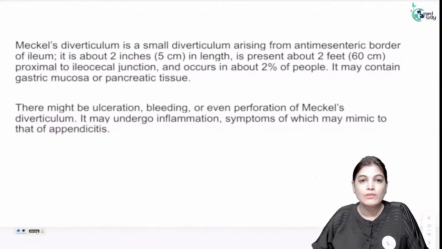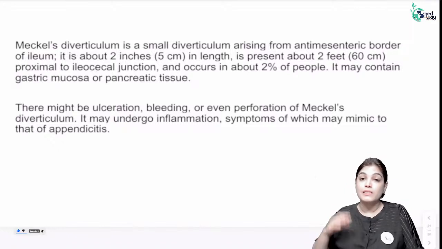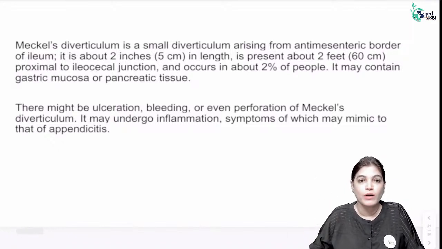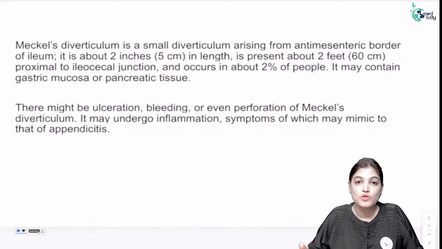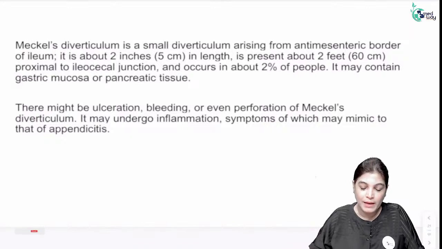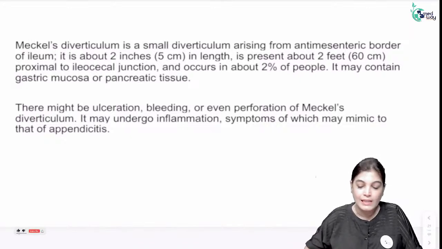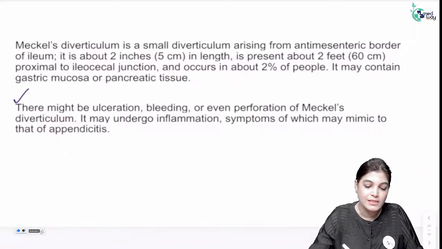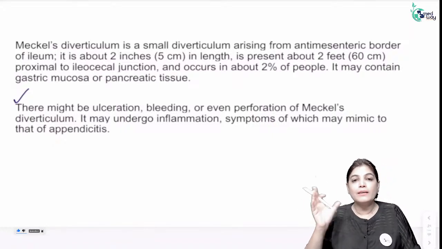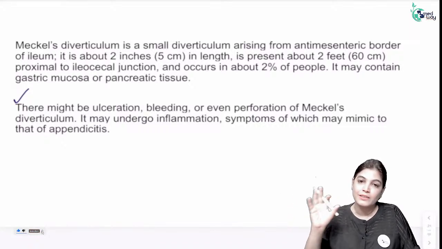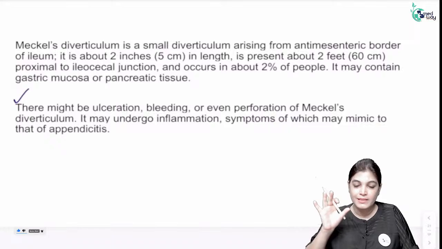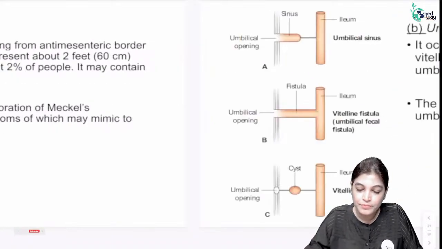Actually, Meckel's diverticulum will be a small diverticulum which is located at the anti-mesenteric border. Approximate length varies. It can be 2 inches. It is present in 2% of the population. It contains gastric mucosa and sometimes pancreatic tissue. If there is ulceration, and this was also asked in a previous year's examination, Meckel's diverticulum can have a differential diagnosis with another condition called appendicitis. So that is important for you to note down.